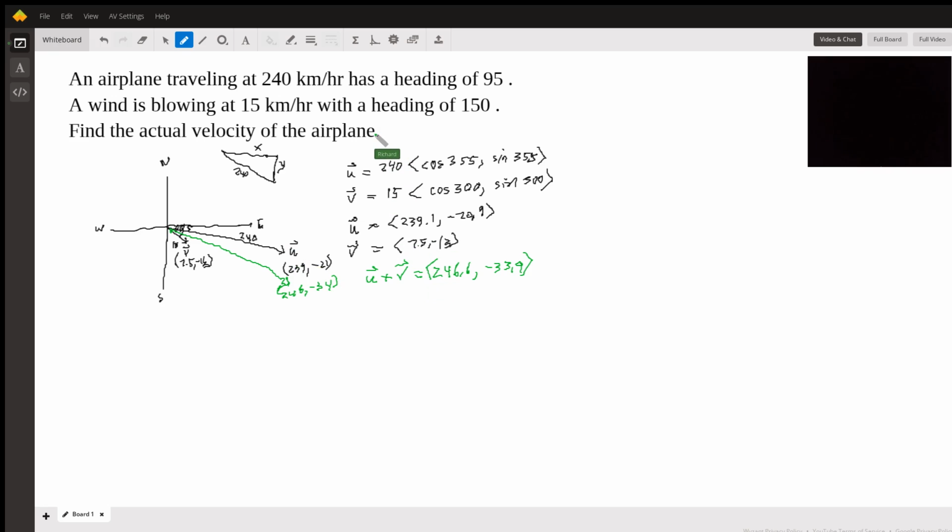Now, the actual velocity of the airplane is just the magnitude. Again, I'm using some notation that might not be familiar to you. But it's really just the Pythagorean theorem here to get the magnitude. It's going to be the square root of 246.6 squared plus negative 33.9 squared.